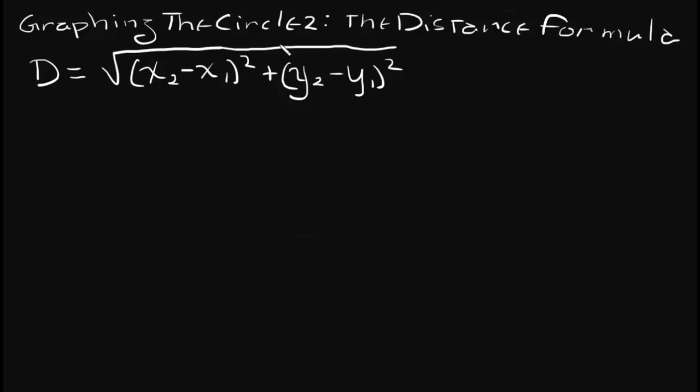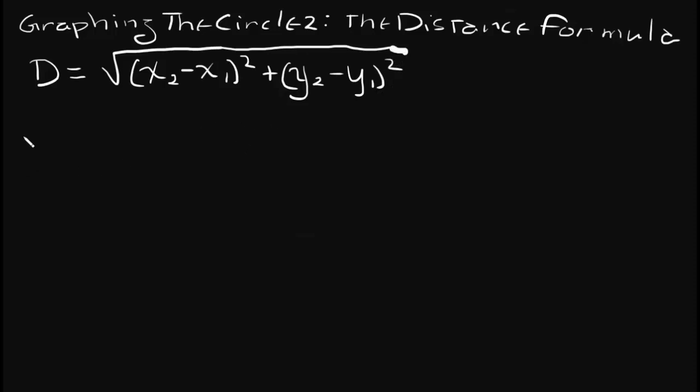Welcome to part 2 of graphing the circle, the distance formula. The distance formula is this very imposing looking equation. D equals the square root of x sub 2 minus x sub 1 squared plus y sub 2 minus y sub 1 squared. Let's take a concrete example.